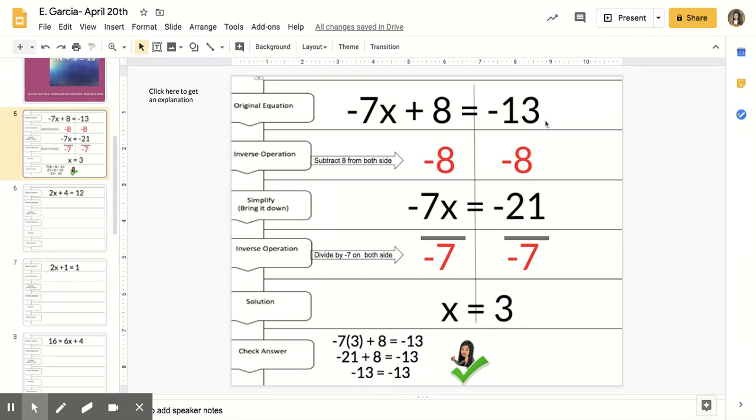Because if we have negative 13 and we subtract 8 more, on our number line, we're going to go 8 more units to the left. So that gets us at a negative 21.